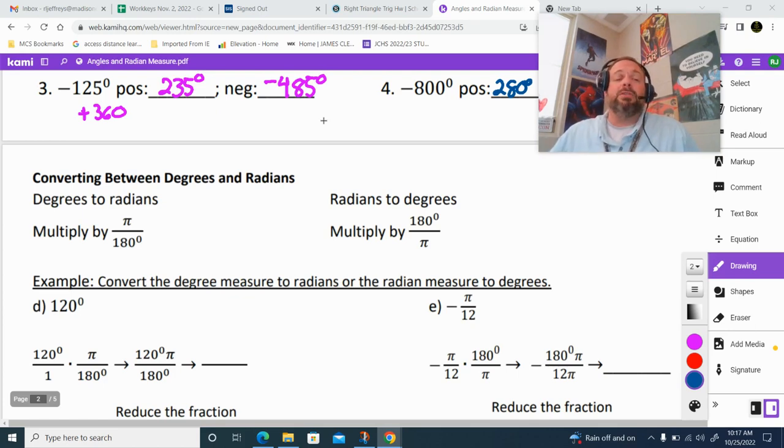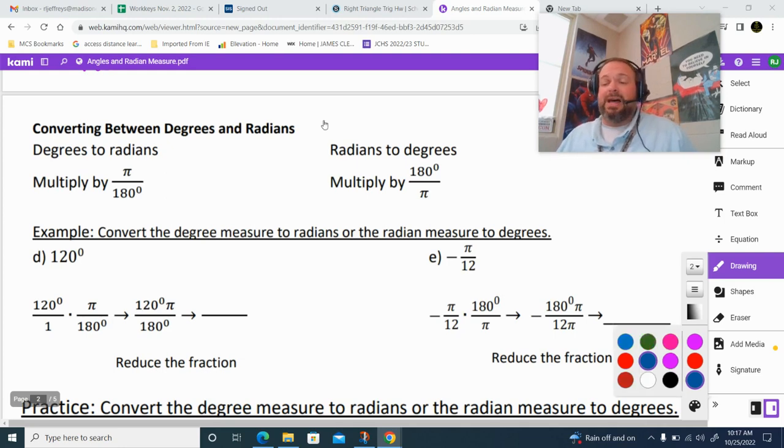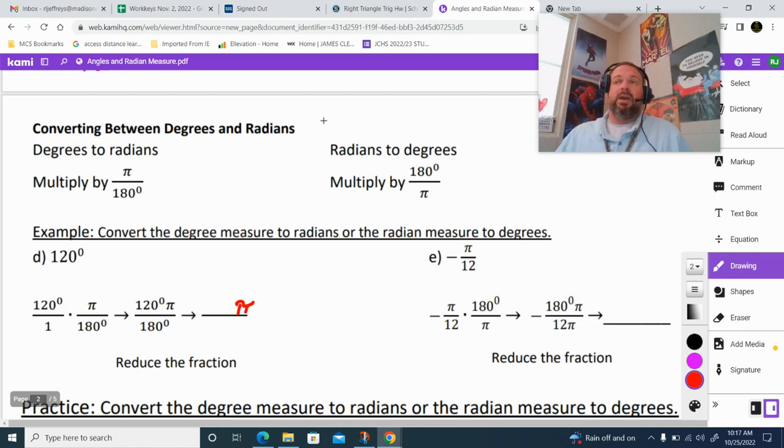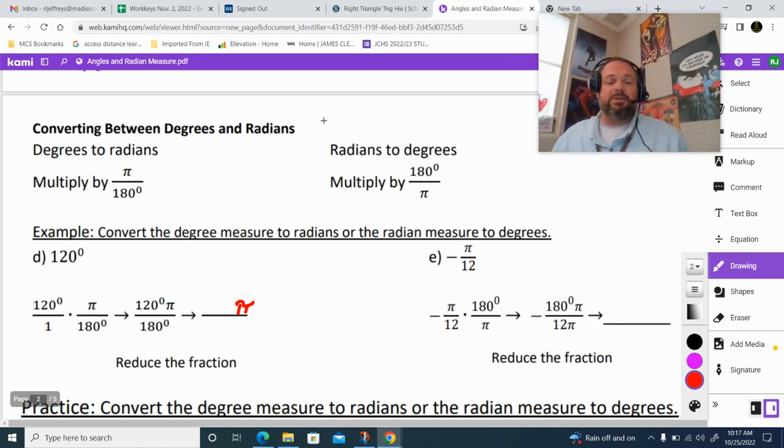Now if we're converting degrees to radians, we're going to multiply by pi over 180. This is how you would do it. I'm multiplying it by pi over 180. I'm going to leave the pi there. I'm going to treat it like it's part of the answer, because guess what? It is. If I take 120 over 180 and reduce it, I get 2/3. So I'm actually going to get 2 pi over 3.